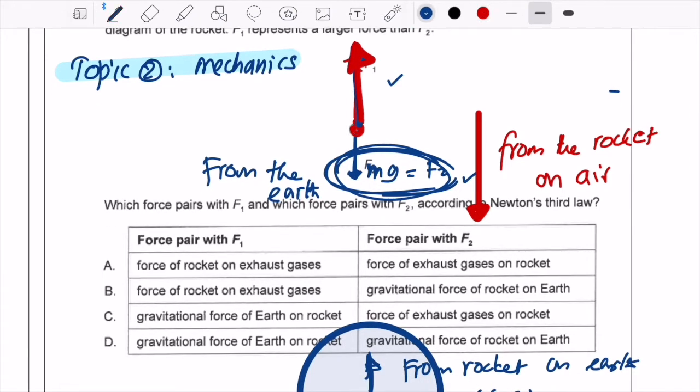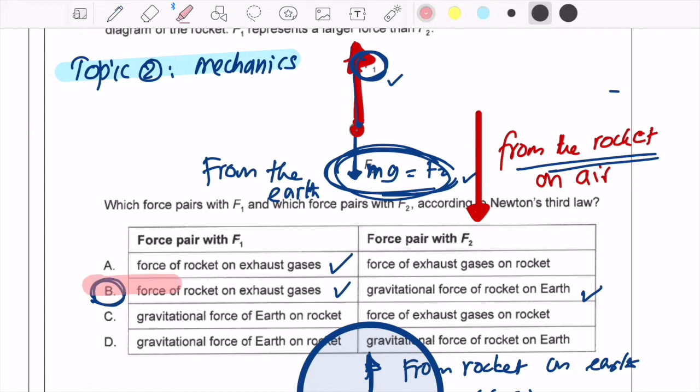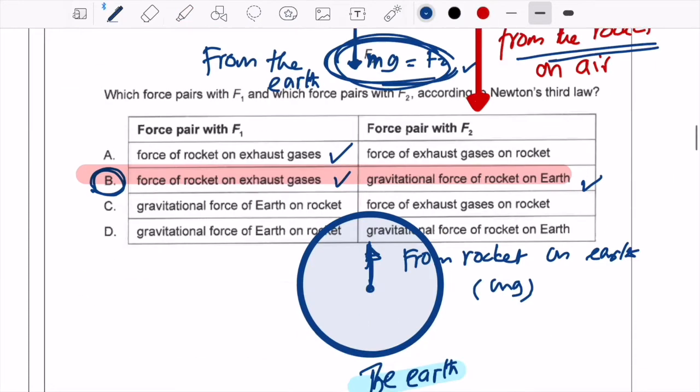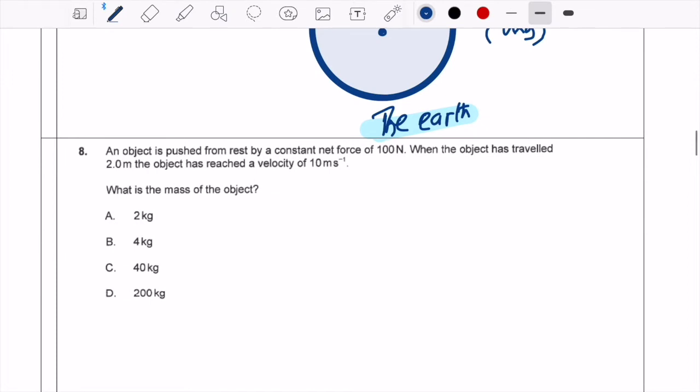So let's think about F1. F1 is the force from the air on the rocket. So we should say F1 is the force of rocket on exhaust gases. That's right. So answer has to be A or B. The F2 has to be the gravitational force of the rocket on the earth. So answer has to be B. Question number 8.